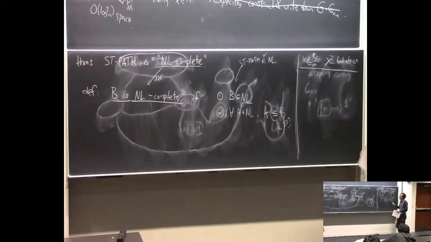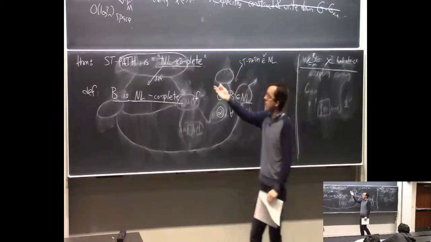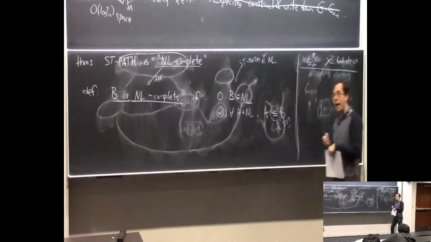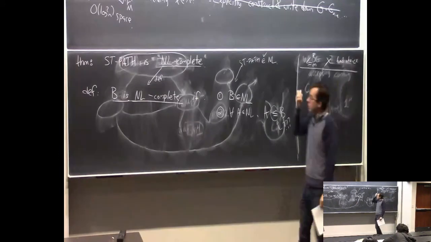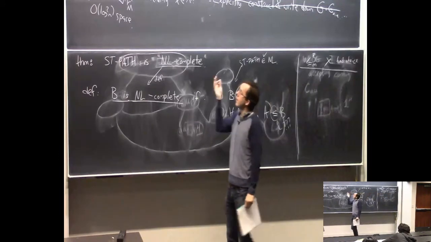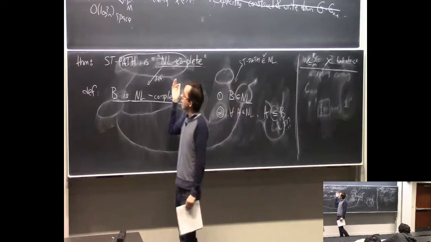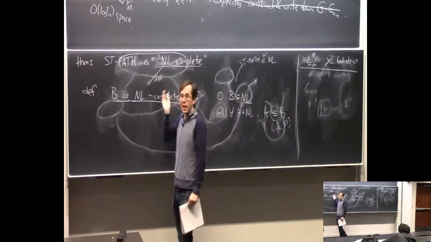We're trying to capture what it means for this to be the hardest problem in NL, or the problem in NL which is least likely to be in L or some other smaller class. Okay. And so that other one is interesting. We want to say that it's an interesting question whether NL equals L.